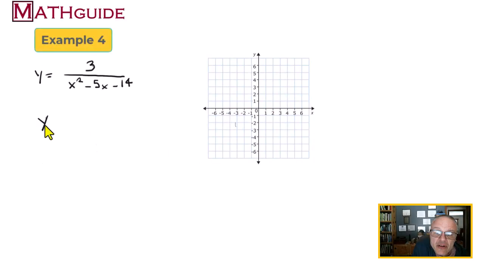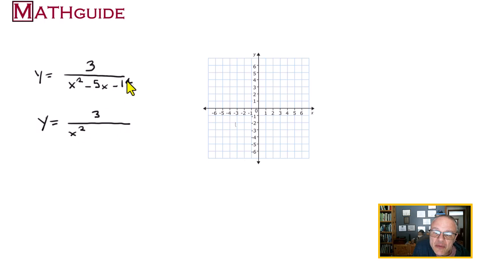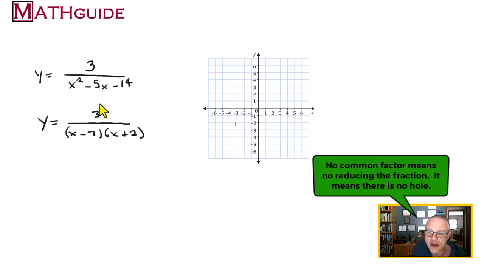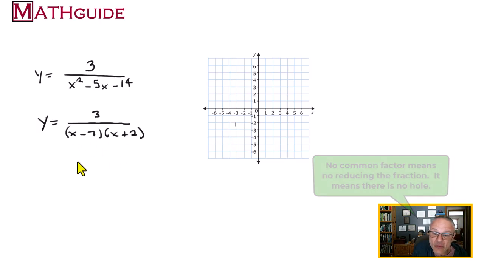First things first, factor. So let's factor that denominator. Looking for two numbers that multiply to be -14, add to be -5. So you're going to get x minus 7, x plus 2. All right, notice there's no factor in the numerator that can reduce with a factor in the denominator. So there's no hole. All right, so there's no hole or holes in the graph.